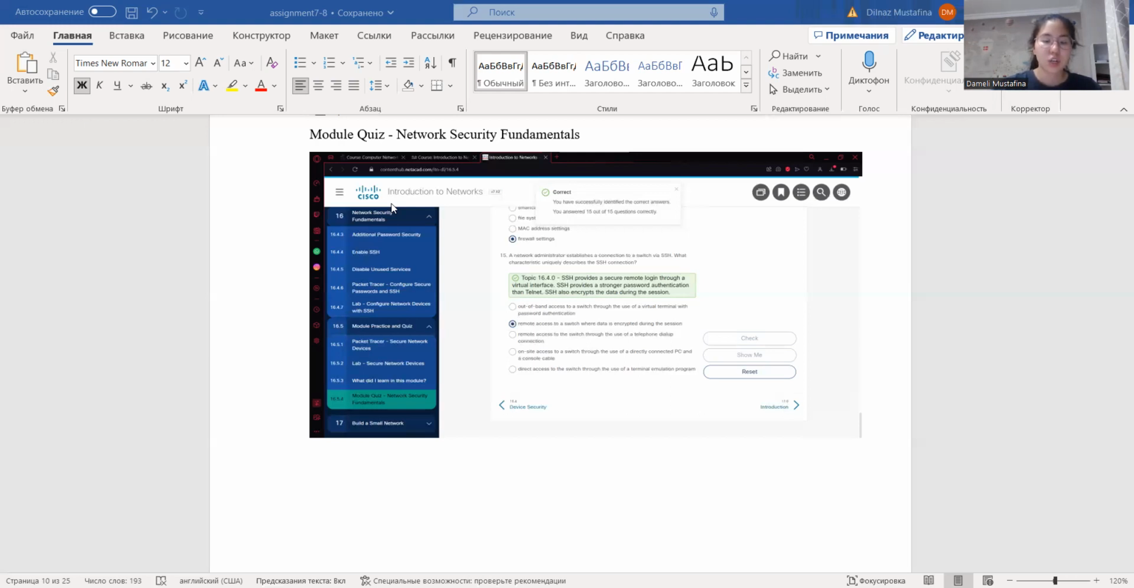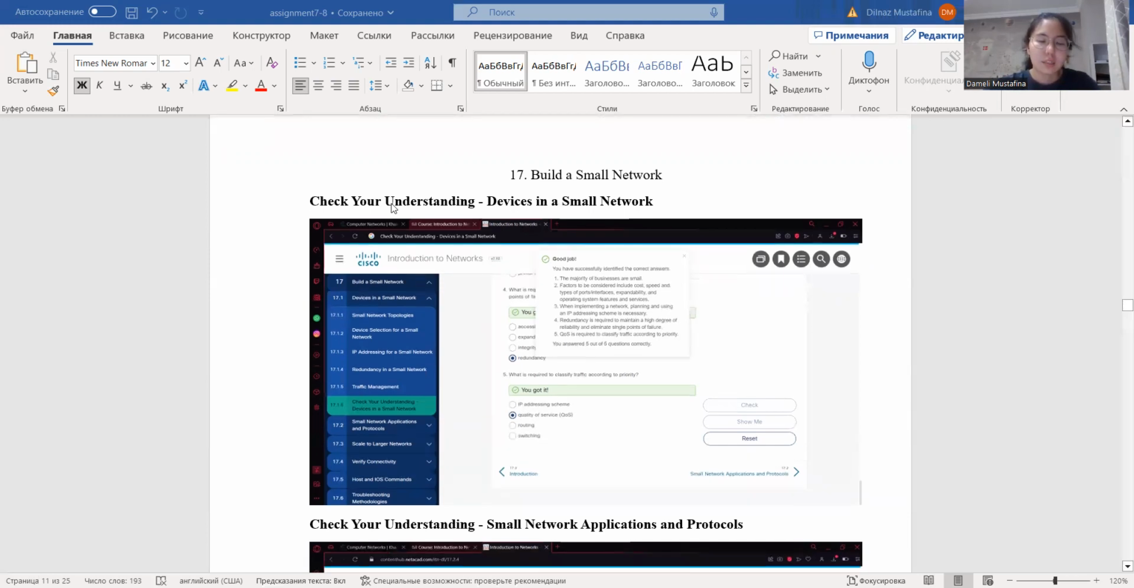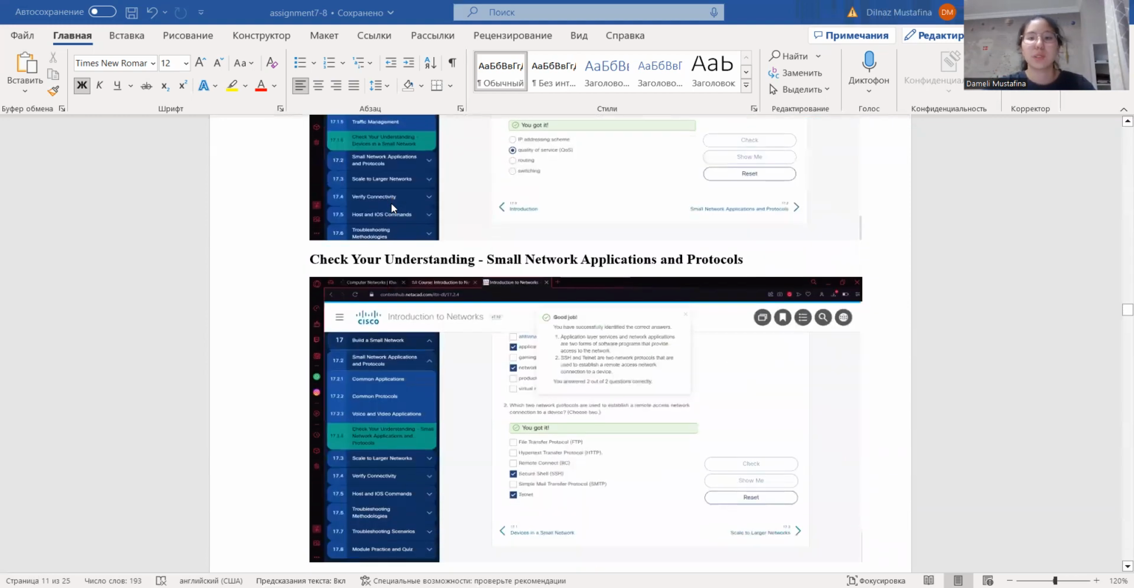It's crucial to change default usernames and passwords immediately for most operating systems. Restrict access to authorized individuals and disable unnecessary services to protect network devices, and passphrases are recommended for increased security. Okay, next let's talk about the 17 model. It builds a small network, and here we can see the quizzes of devices in a small network.